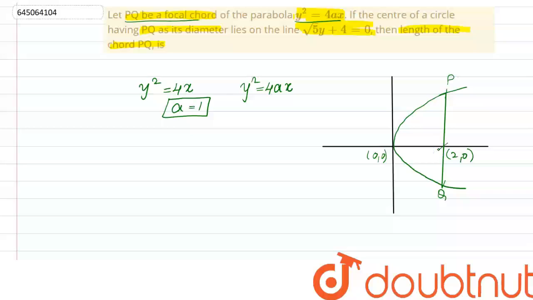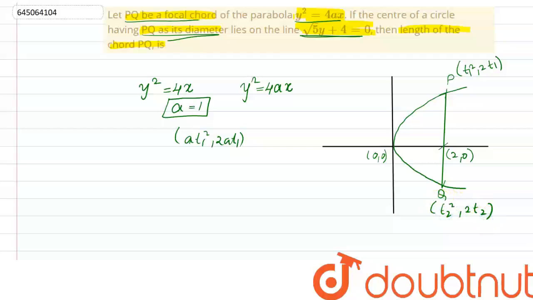And what else do we have in our question? This is the focal chord and we have a circle. This circle has PQ as its diameter and lies on the line root 5y plus 4. For a parabola, what is the general form of the point? It is a t1 square, 2a t1. That means our form is t1 square, 2 t1. P is t1 square, 2 t1, and Q is t2 square, 2 t2. Now these are the points P and Q.